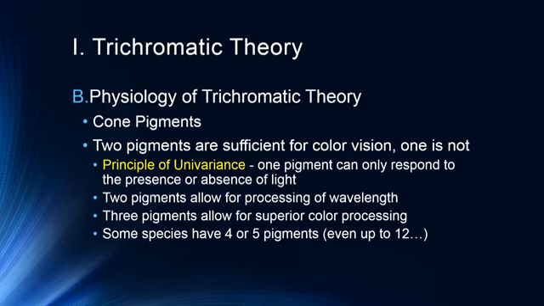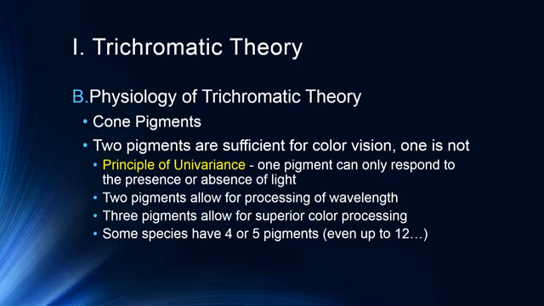One of the things we know about the physiology of trichromatic theory is that two pigments are sufficient for color vision, but one is not. We call this the principle of univariance. One pigment can respond only to the presence or absence of light within its absorption spectra. It can't tell us how far away the light is from its peak, so we need two photopigments for processing of wavelength. This allows our eyes to calculate and understand where wavelengths of light are coming from by the varying responses of the different cone types.